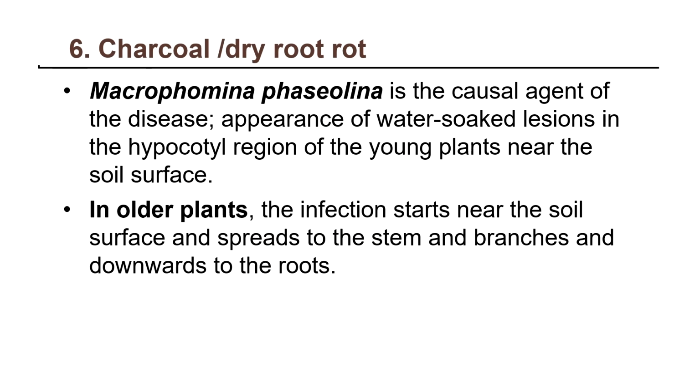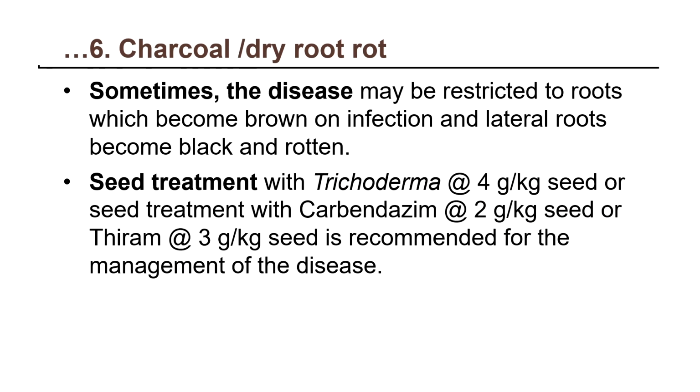Now, sixth one is charcoal or dry root rot. This is also an important disease caused by Macrophomina phaseolina. It is the causal agent of the disease. Appearance of water-soaked lesions in the hypocotyl region of the young plants near the soil surface. In older plants, the infection starts near the soil surface and spreads to the stem and branches and downwards to the roots. So, it can affect many parts of the plant system.